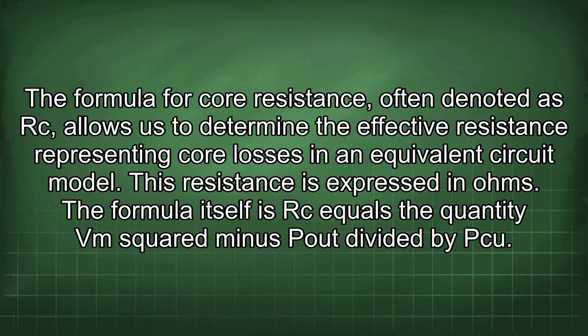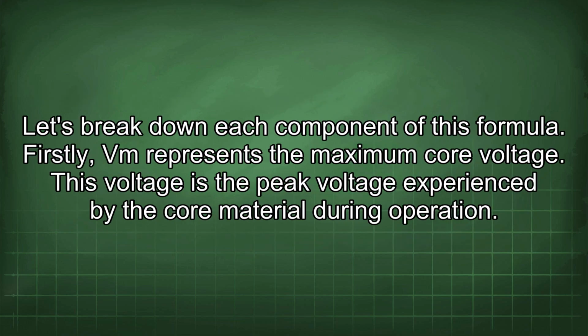The formula for core resistance, often denoted as RC, allows us to determine the effective resistance representing core losses in an equivalent circuit model. This resistance is expressed in ohms. The formula itself is RC equals the quantity Vm squared minus Pout divided by PCU. Let's break down each component of this formula.